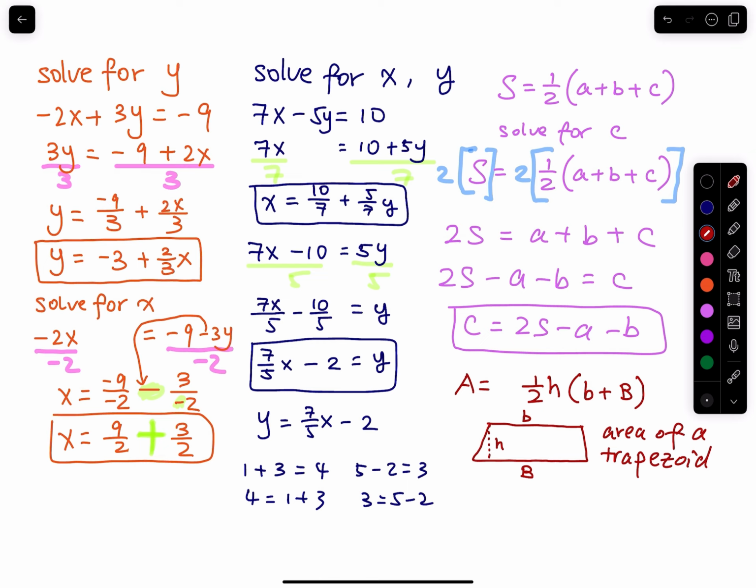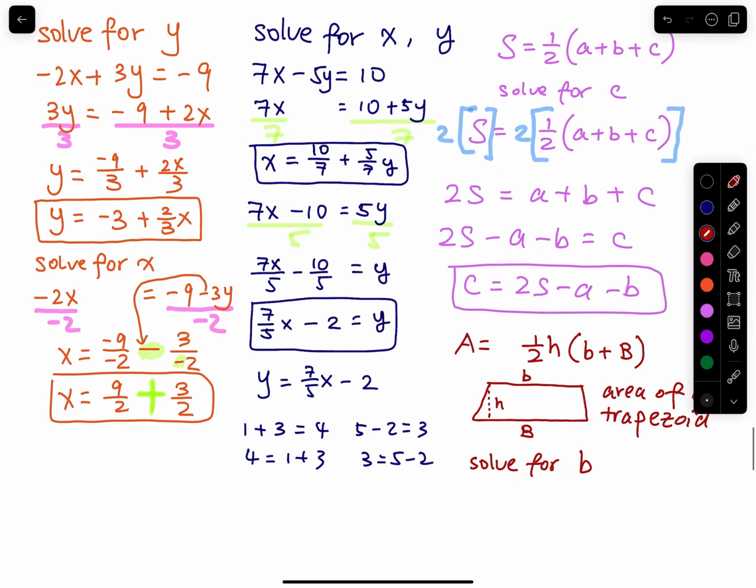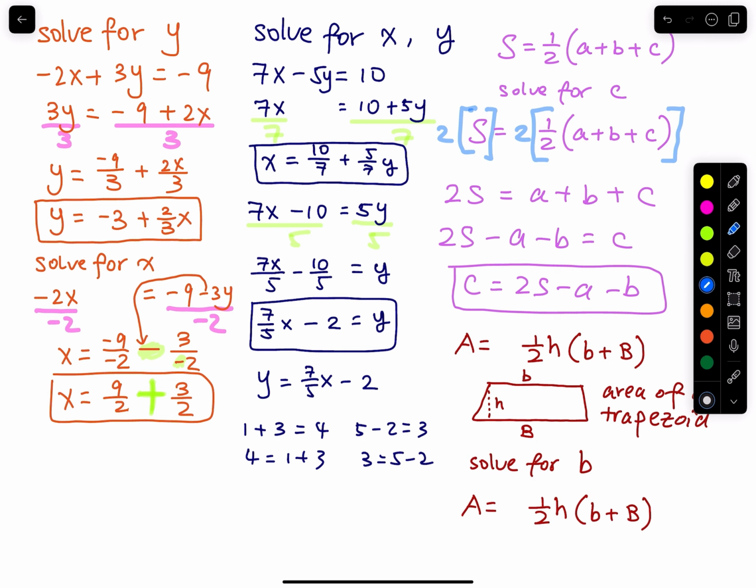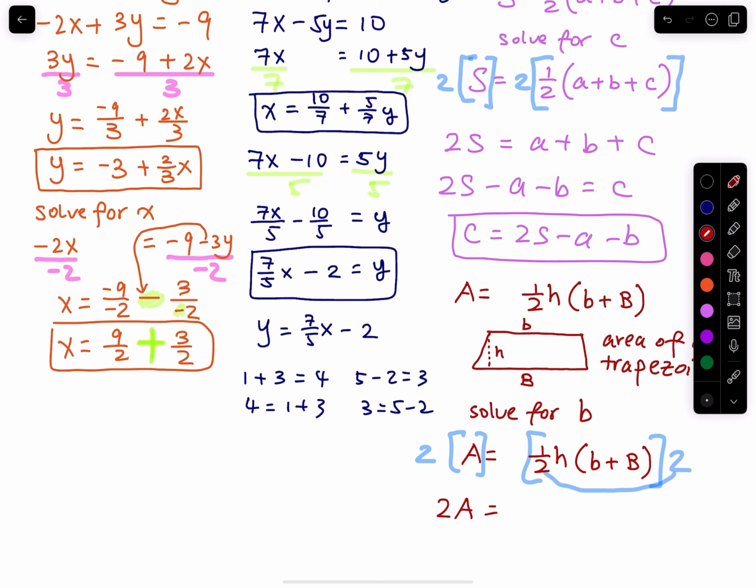How about we solve for b? So we solve for small b. What I am going to do first is duplicate this, and then I will grab the b out. We have to multiply both sides by 2 first. You can do it right here if you wish, because these are multiplied. So 1/2 multiplied by 2 is equal to 1. So we have 2A equals h times small b plus big B.